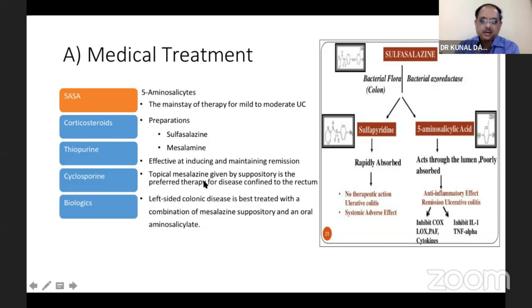Topical mesalamine can sometimes be used in suppository form, especially for symptomatic relief, and it's very useful in cases of ulcerative proctitis, where the disease is limited to only the rectum. Left-sided colonic disease is also best treated with a combination of mesalamine suppository and an oral aminosalicylate.